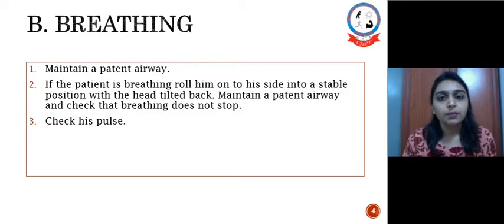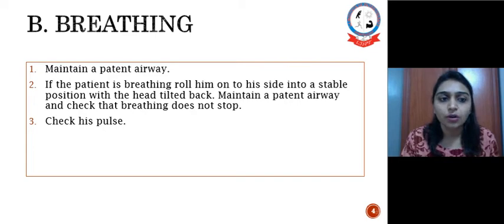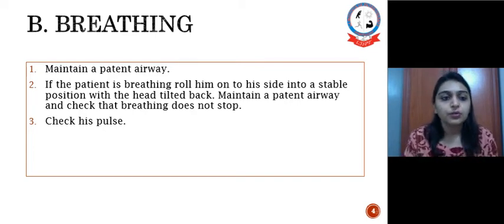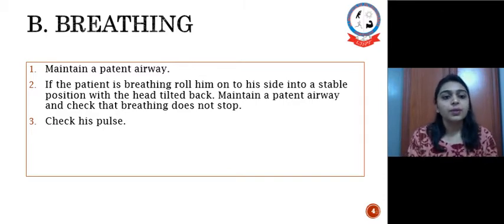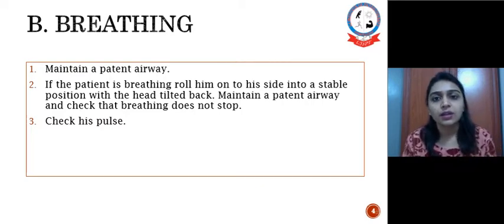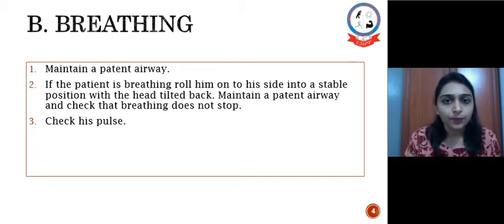Next is B, breathing. If we know that a patent airway is maintained, then the second thing we need to check is whether the patient is breathing or not. If the patient is breathing, roll him on his side into a stable position with the head tilted back. Maintain a patent airway and check that the breathing does not stop. We need to just observe that patient until we can get an emergency service which can bring them to hospital. After that we need to check the pulse.